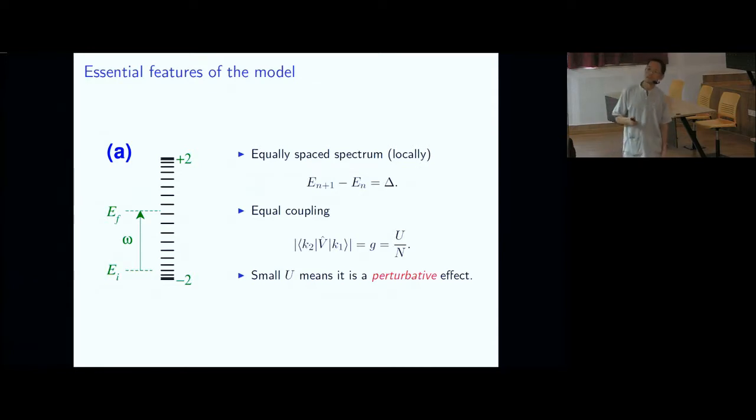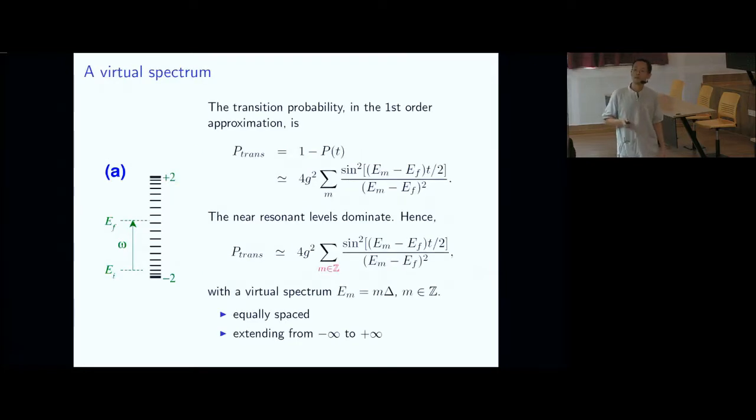And the third point is that we have very sharp kinks only when the driving amplitude U is small. So this means the kinks must be a perturbative effect. As it's just a perturbative effect, we can do some standard textbook time-dependent perturbation calculation.